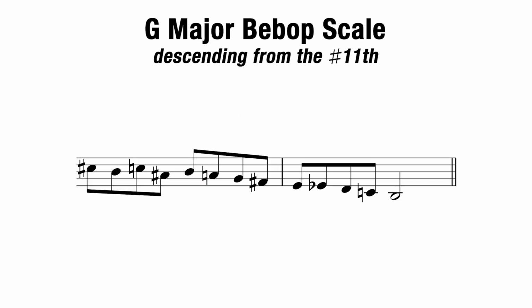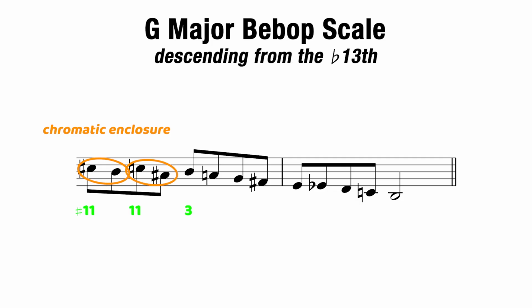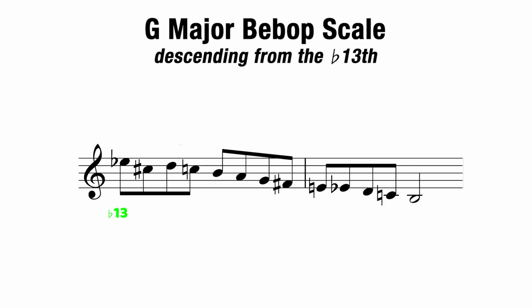If you started on the sharp 11th, you can turn it into a 2-note chromatic enclosure around the natural 11th, then insert the solution for landing on an 11 that we discussed earlier, turning this into a 2-note chromatic enclosure around the 3rd. Wow, what a slick recovery. If you started on the flat 13th, turn this into a 2-note chromatic enclosure around the 5th. Now you're back onto a chord tone.